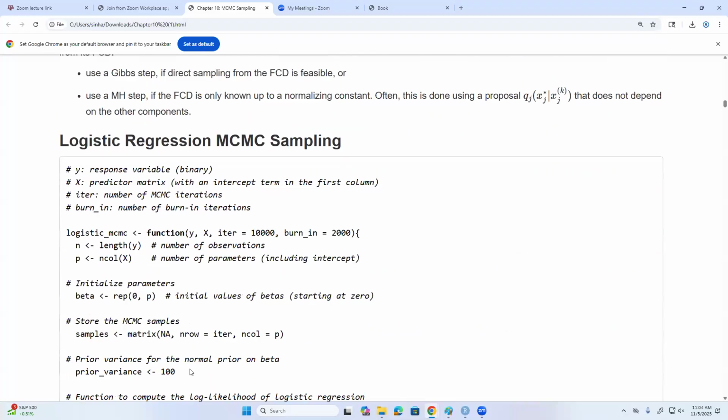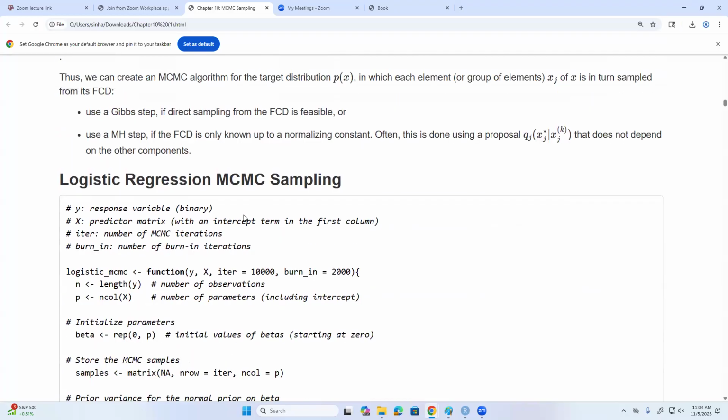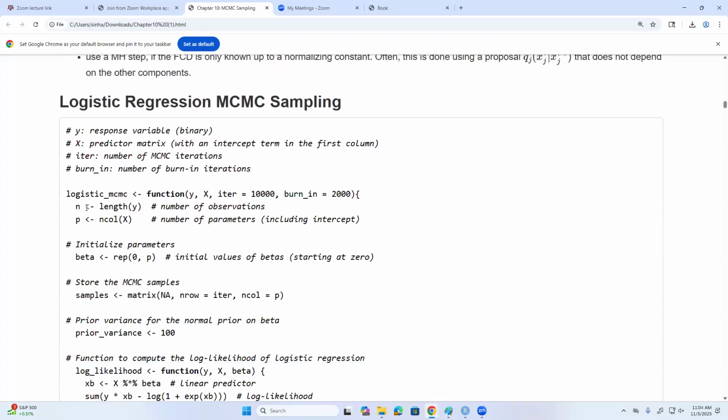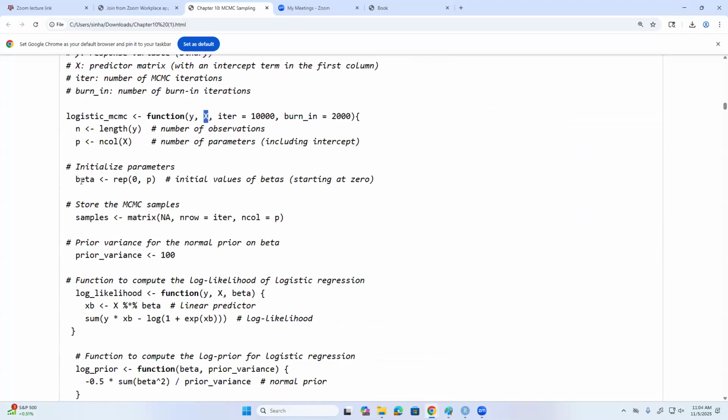All right, so now I'm going to code this logistic regression using this Metropolis-Hastings algorithm. So n is the length, the number of observations in the data. P is the number of columns of this X matrix. Beta is the initialized parameter; we can set all of them to be 0.